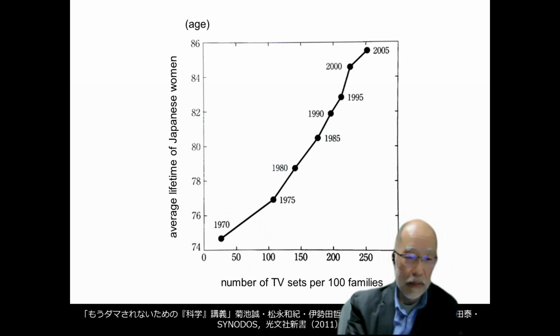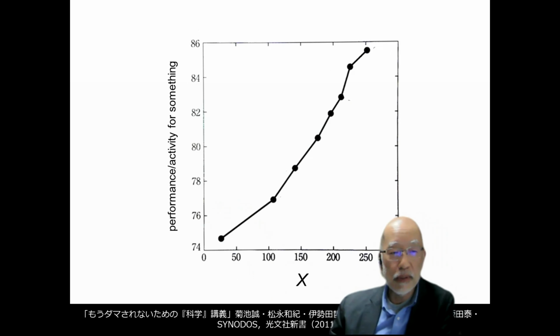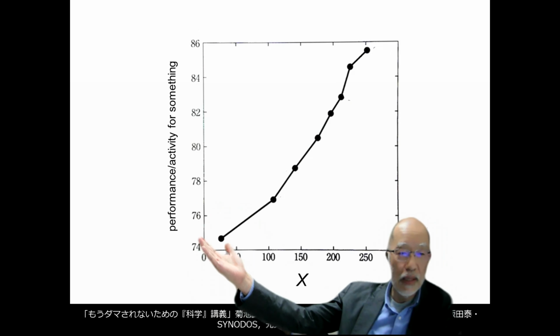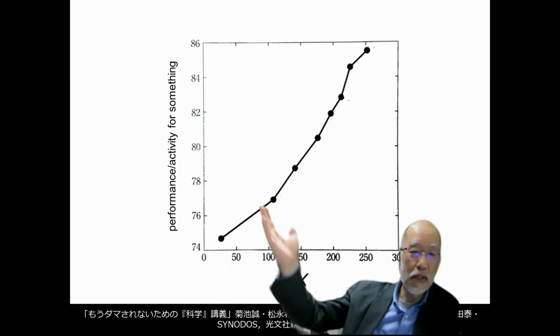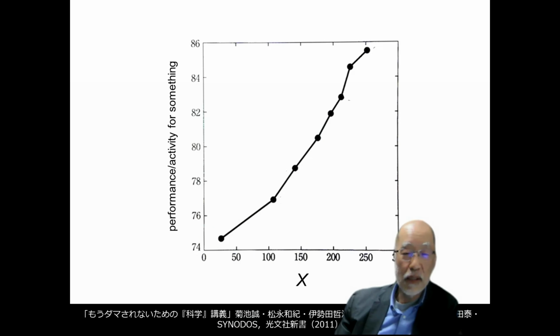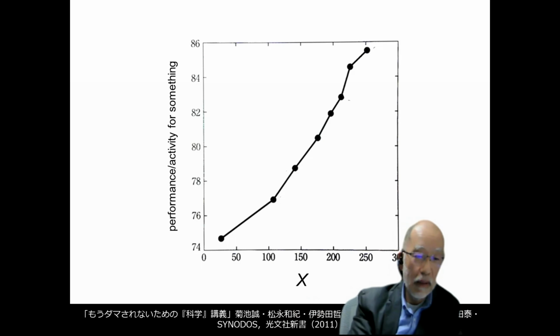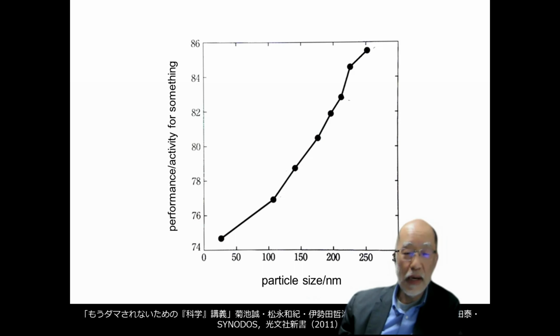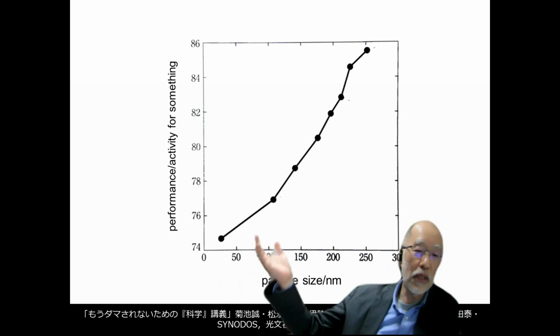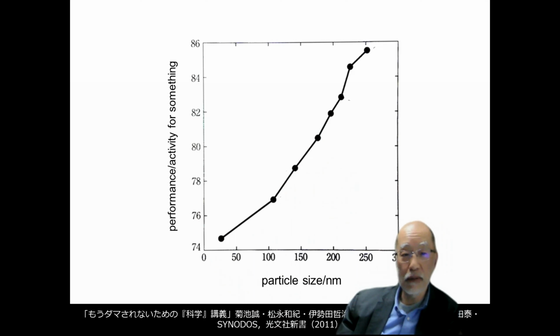But if something is plotted against, for example, some performance or activity or property, and that is increasing with X, you might understand that X controls the performance or activity. And today's topic is the particle size. If someone shows a plot like this, it can be said that this is the particle size dependence, and the performance is increasing with increasing particle size in nanometers.